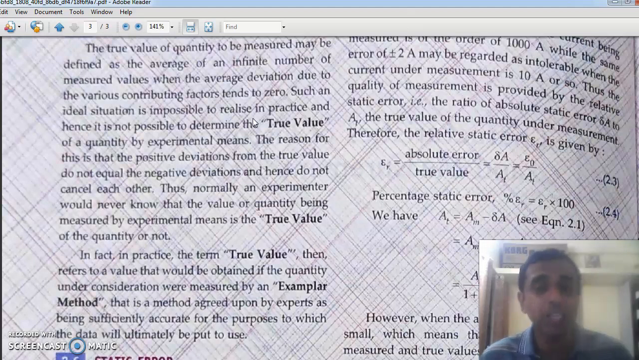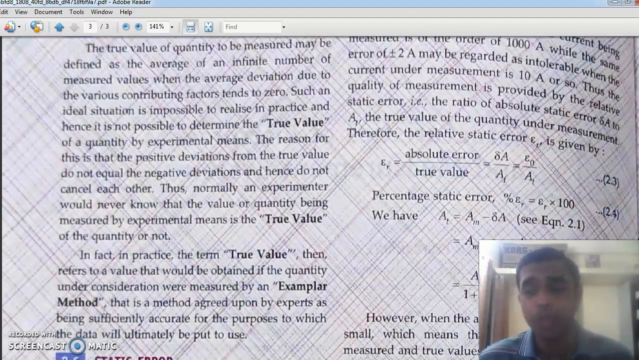In that case, the measured value, the result we get out of the experiment, is called the true value. So this is an ideal way of defining true value. So this is the actual true value. And then, how do we get the true value in practice? There are some exemplar methods defined by experts. The outcome of such experiments devised by experts is called the true value.